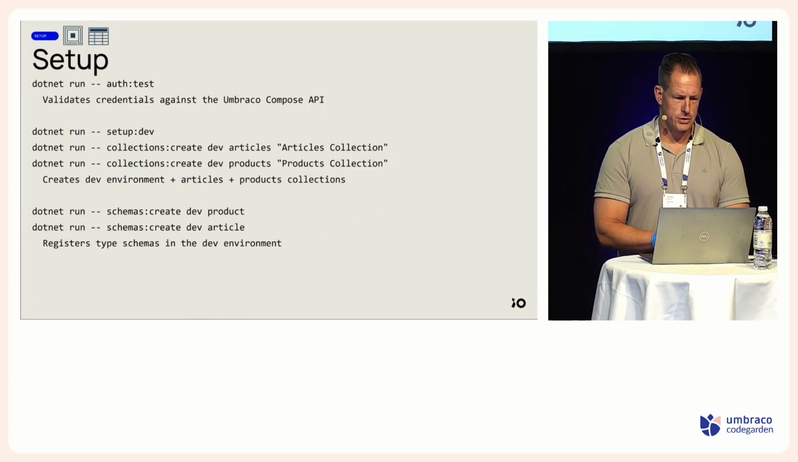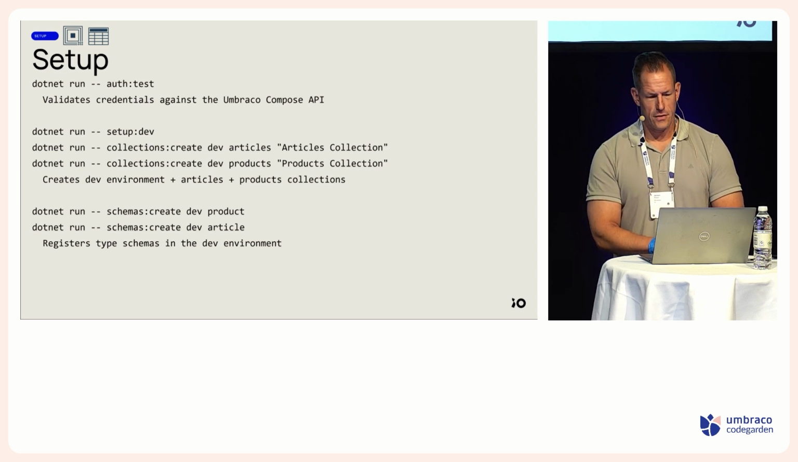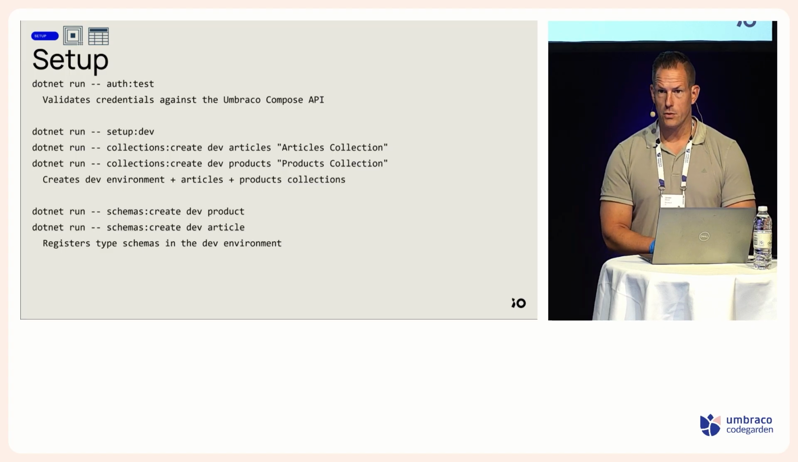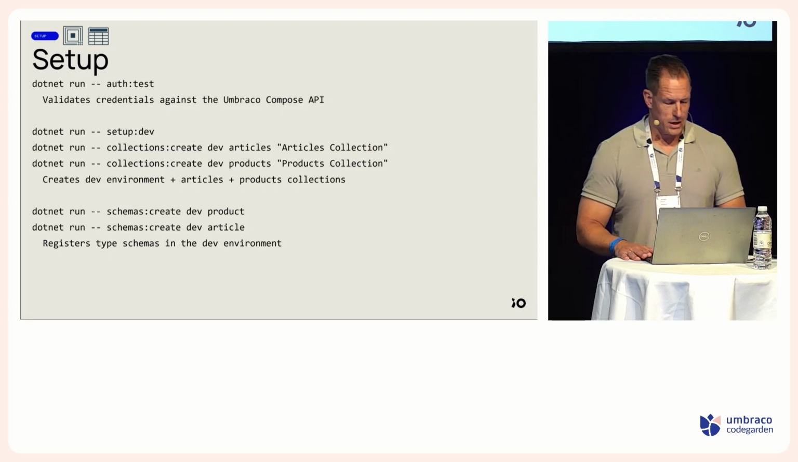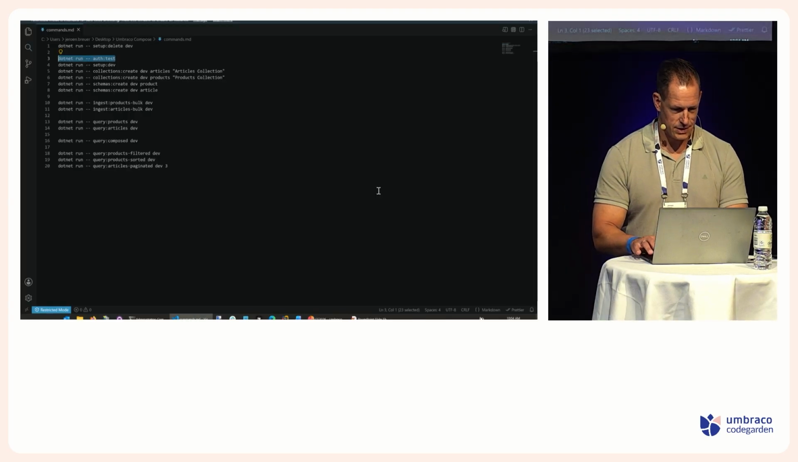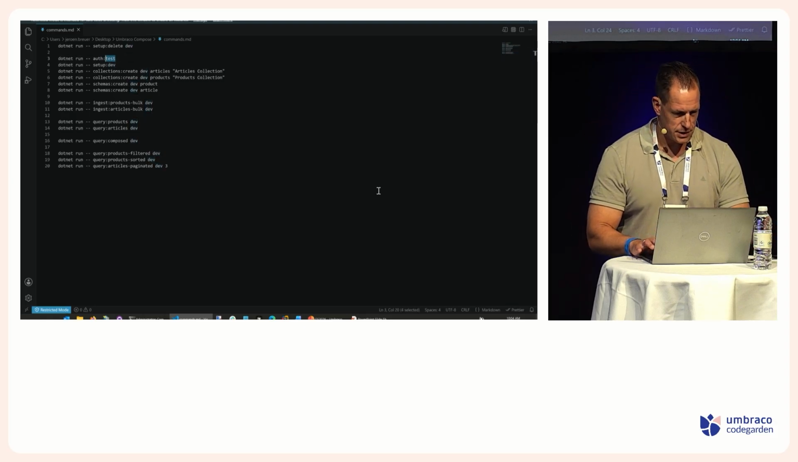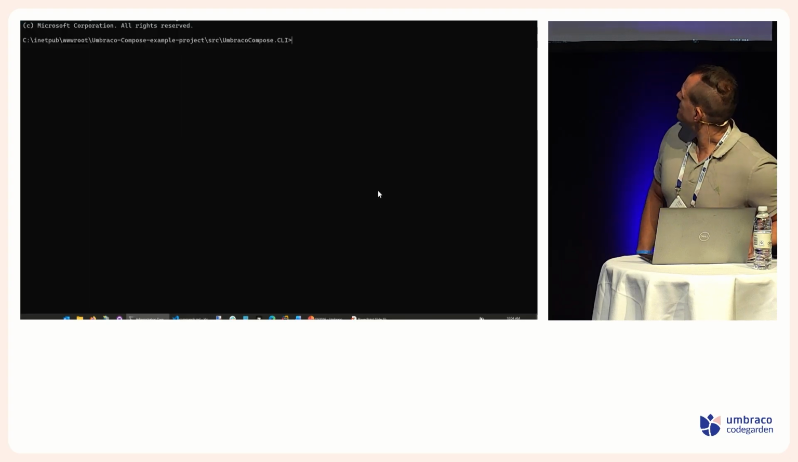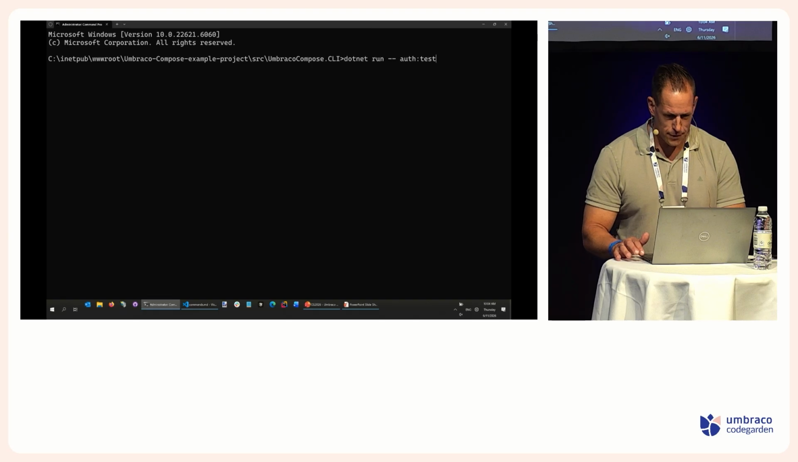So we're going to start with the setup. First, we're going to validate our credentials. Then we're going to create the environment and the articles and products collections. And finally, we're also going to register the schemas. Time for the live demo part. So let's see. This is probably a bit small, but the command line should be a bit bigger. It's a bit small. I can try to zoom in a bit more. I'm not sure how far I can zoom in.